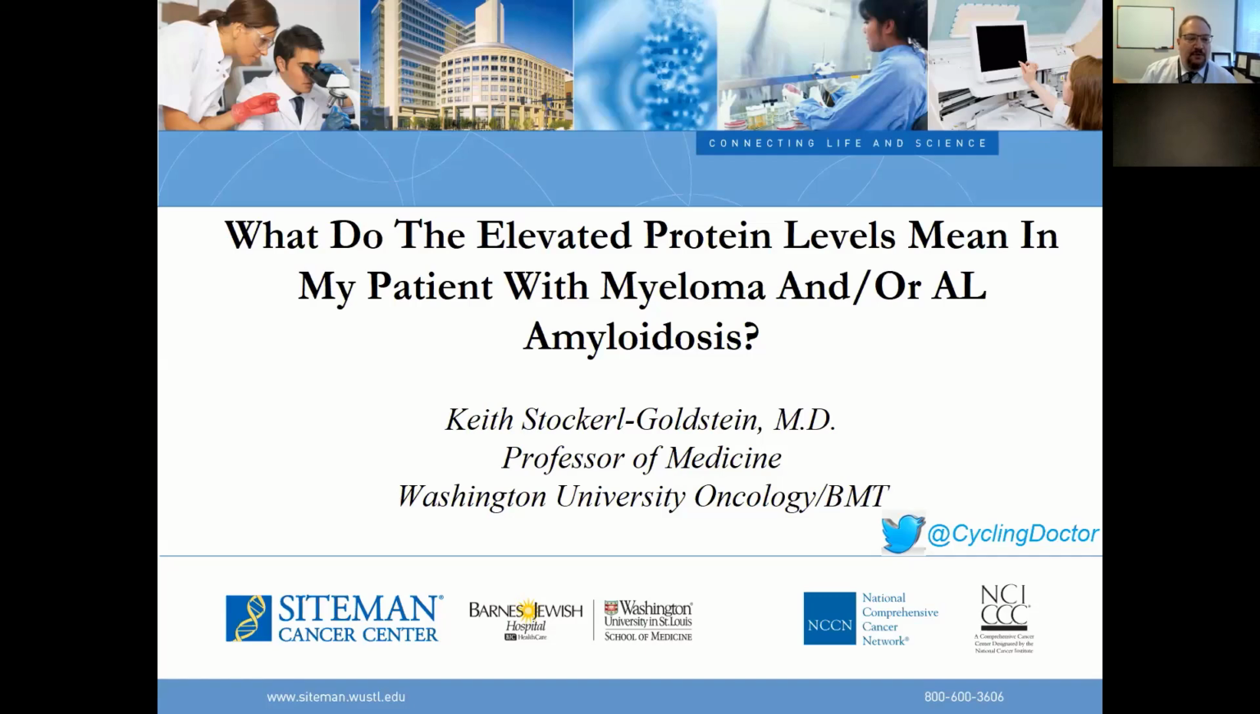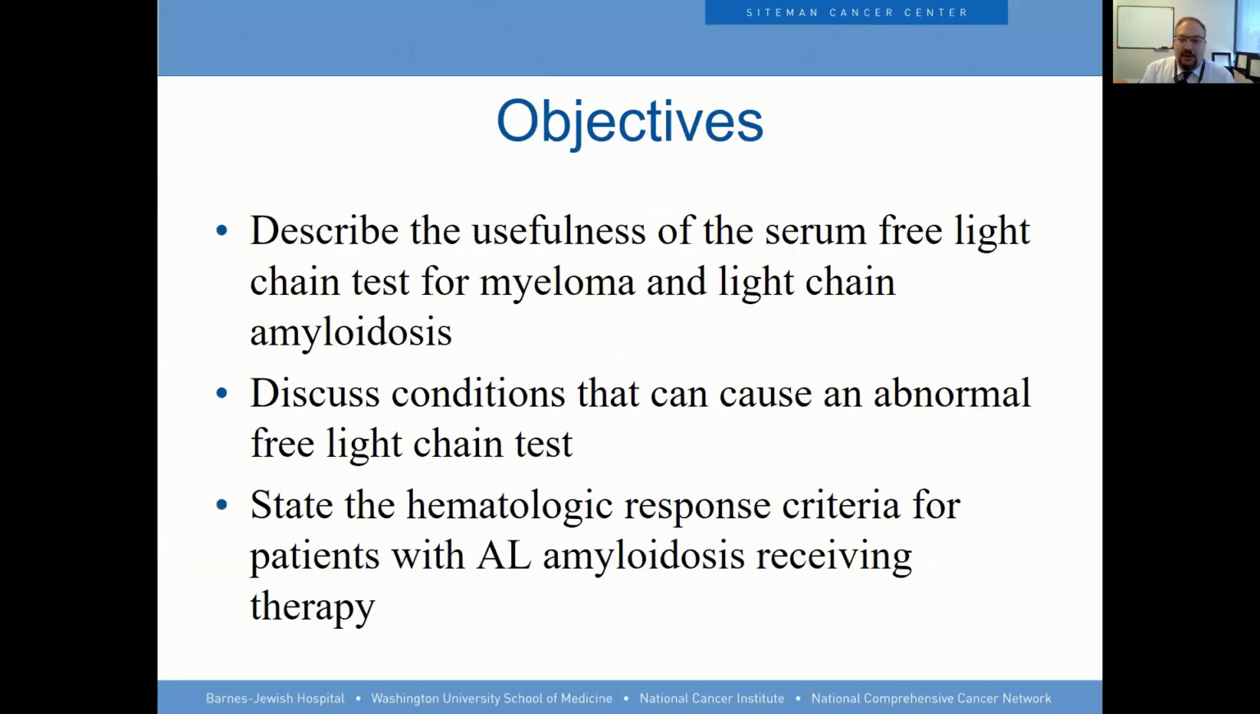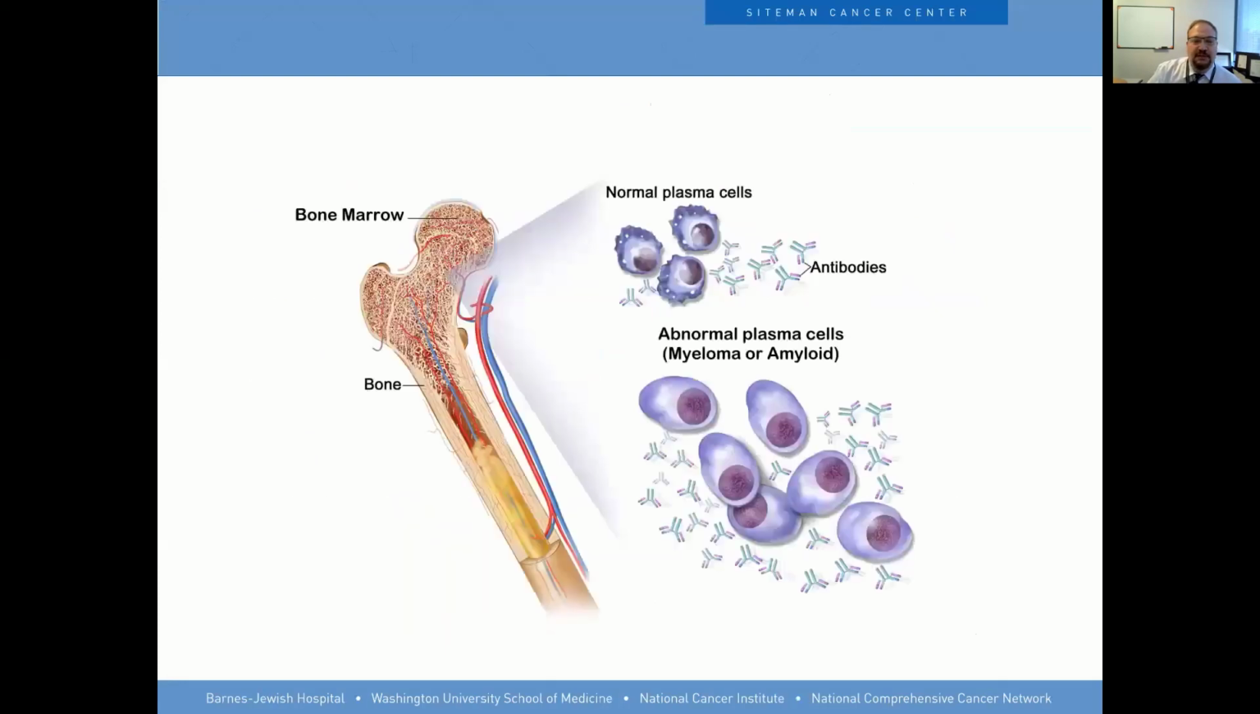So I'll begin. These are my disclosures. The objectives of my presentation today are to discuss the tests we use in patients with monoclonal gammopathies and those with suspected AL amyloidosis, and also how we use these different tests to monitor for response to therapy, as well as to monitor for progressive disease.